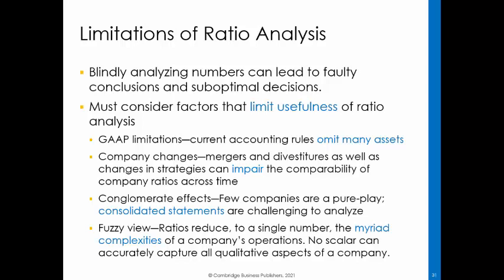Some of the GAAP limitations include that the current accounting rules omit many assets, as we have discussed previously. Companies change over time through mergers and divestitures, which can significantly limit comparison between periods. Few companies are a pure play. Instead, most companies operate in several businesses or industries, and consolidated statements are challenging to analyze, which is one reason that companies are required to report segment information in their 10-Ks.